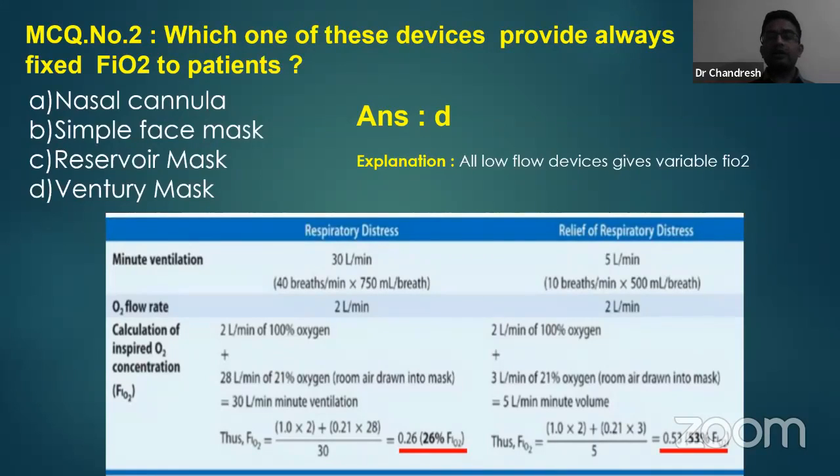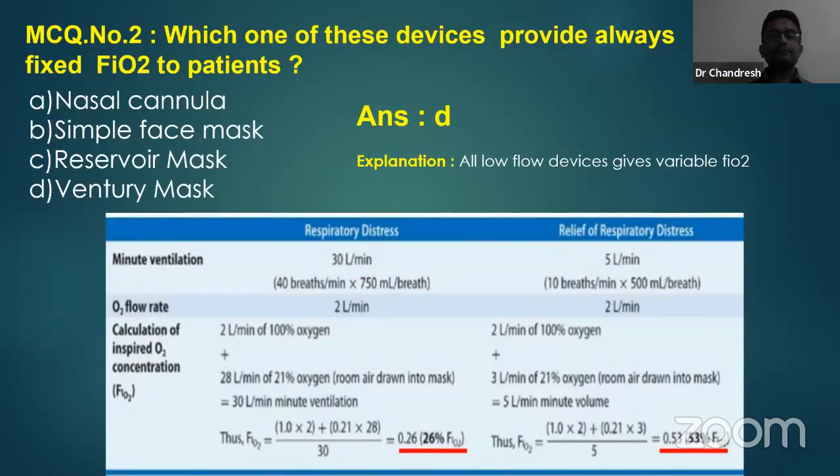If you look here, this patient's minute ventilation is only 5 liters. 2 liters you are giving through the nasal prongs. The other 3 liters is coming from the air, which contains only 21% oxygen. So the total amount is 5 liters, and if you calculate the FiO2, it will come to 53%. So the patient who is hypoventilating, or maybe comfortable, gets a higher FiO2, while the patient who really requires high oxygen therapy, because of tachypnea, if you put them on a low flow device, is actually getting low FiO2, which might not give much benefit to the patient.